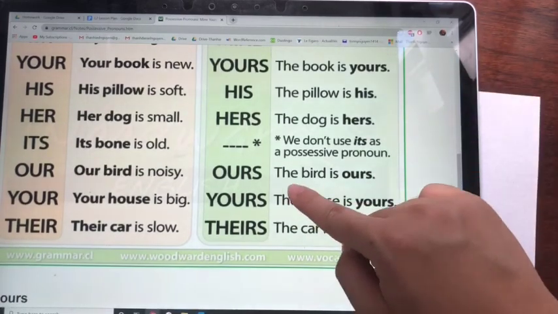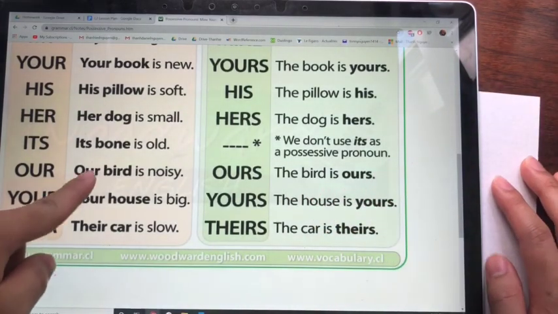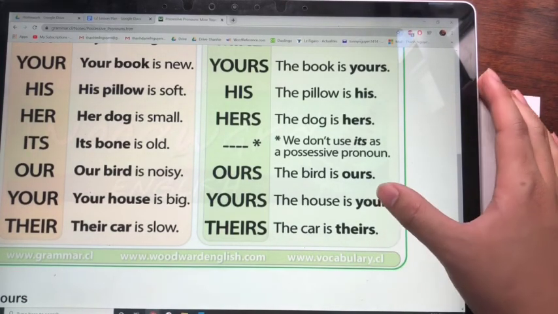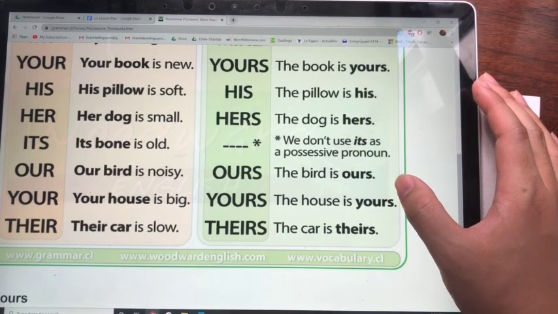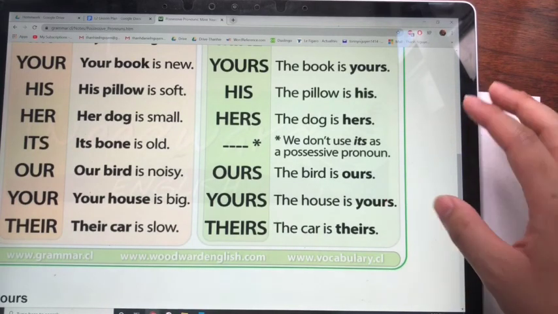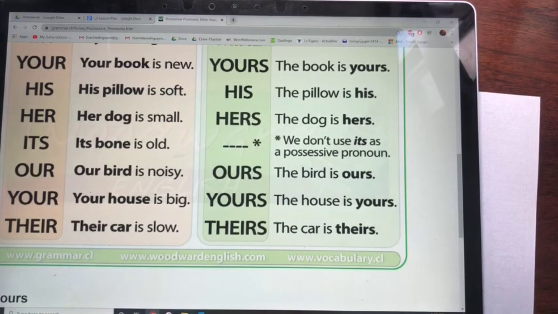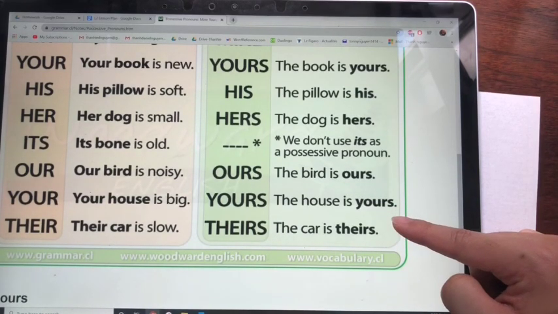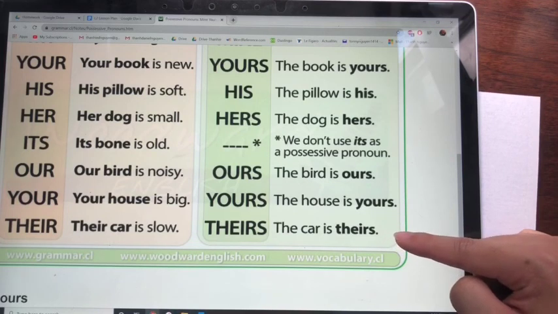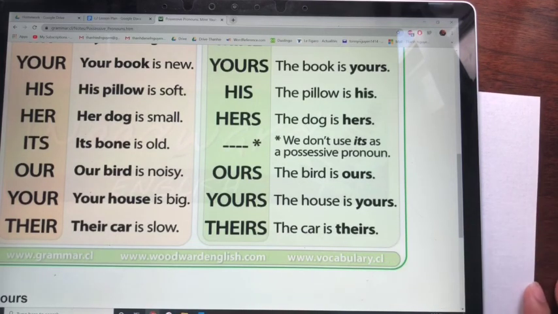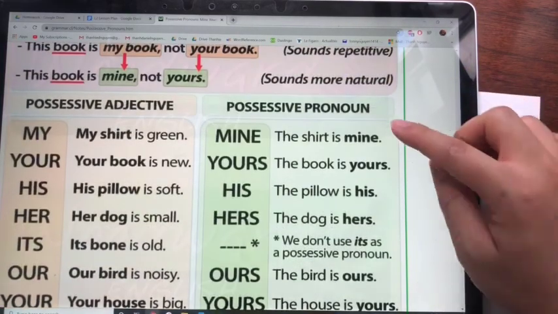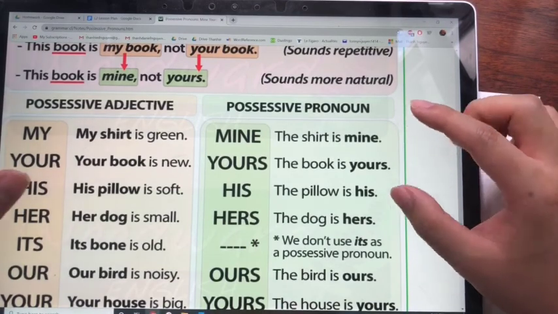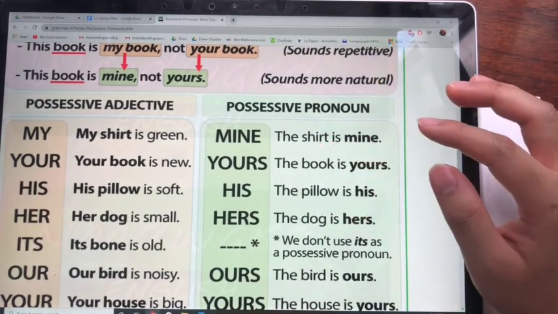So for ours, the bird is ours. Our bird is noisy. So here we can say the bird is our bird, but we replace our bird with the word ours. The house is yours. The house is your house. The car is their car. The car is theirs.